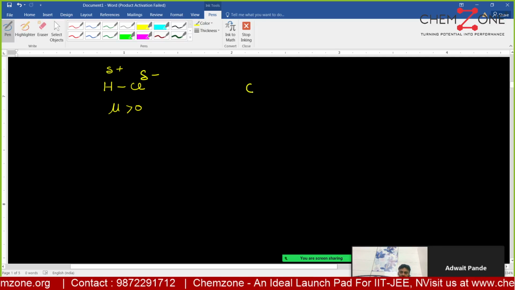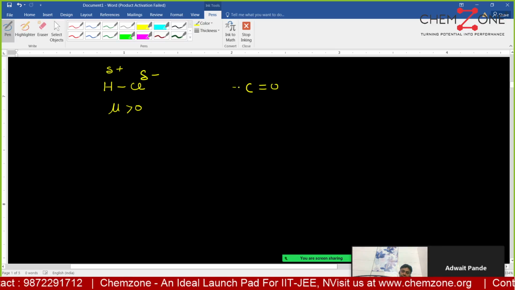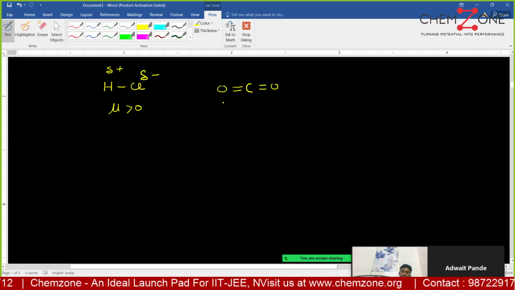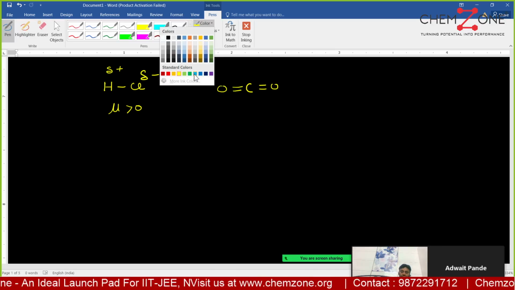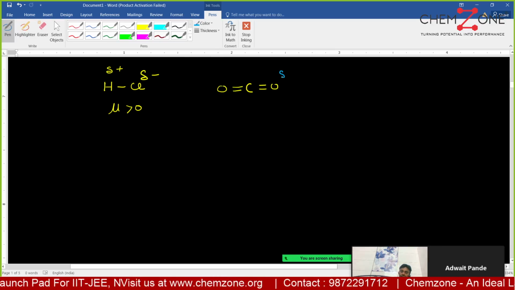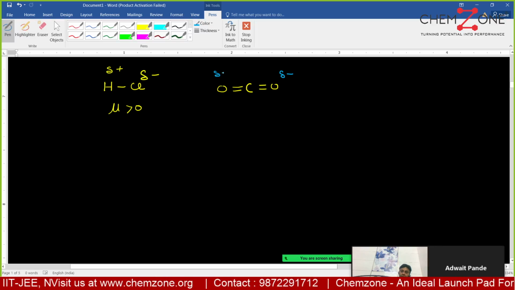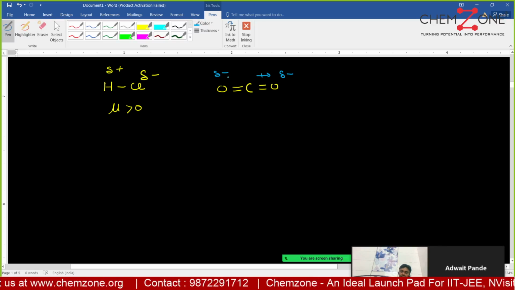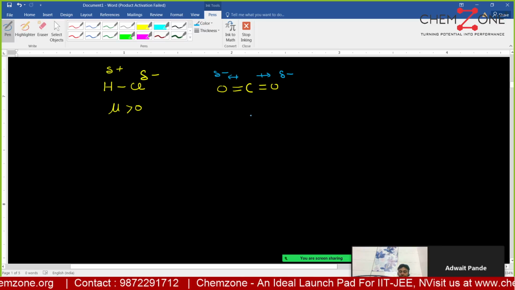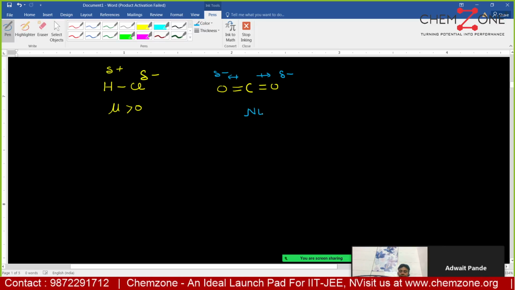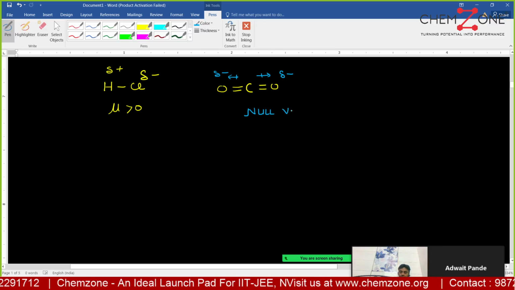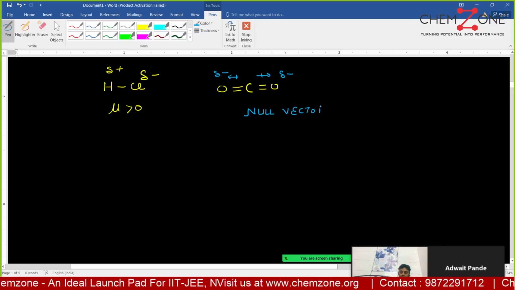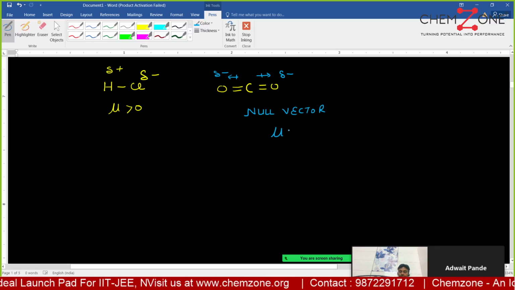I have a molecule like carbon dioxide, the CO2 molecule. Oxygen is more electronegative than carbon. So electrons will be pulled towards oxygen like this, like this. And there is a null vector operating over here. So the dipole moment will be equal to 0.